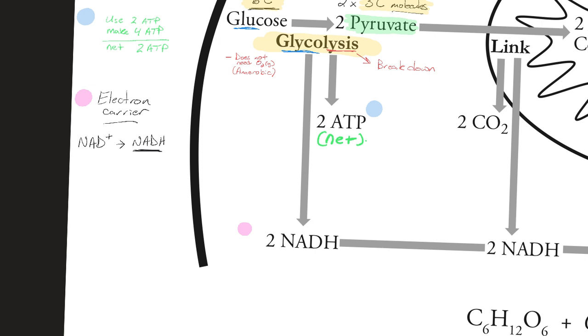So now you have your energy. Where's your energy? You got energy here that you pulled out of glycolysis. You invested 2 and you made 4 and you got 2 net. You made NADH. That's good. That's going to go to the electron transport chain.